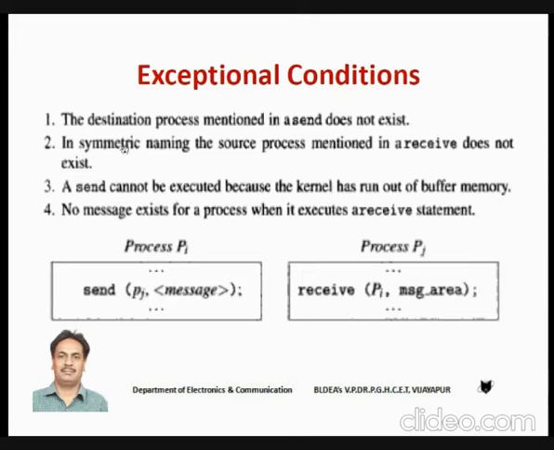Then, in case of symmetric naming, the source process mentioned in the receive does not exist. Here, in case of receive also, you might have used the name of the source process, the name of the sender process. There is every chance that the sender process may not exist. Or by mistake, you might type the name of some other process which does not exist in a receive instruction. That is also one of the exceptional conditions.